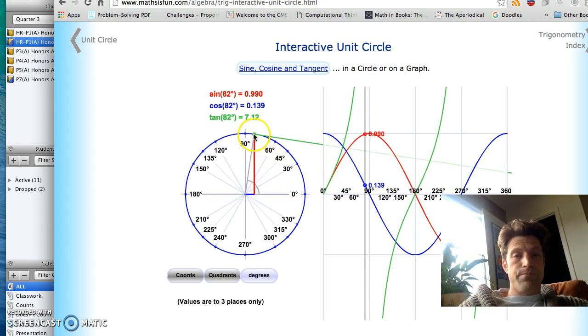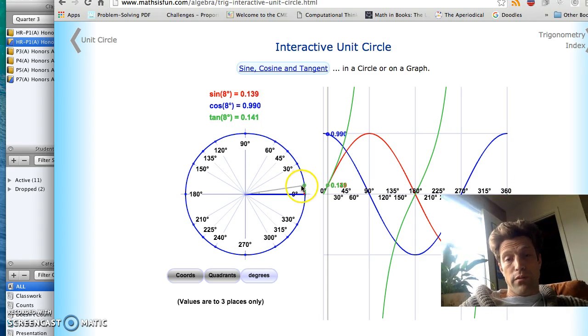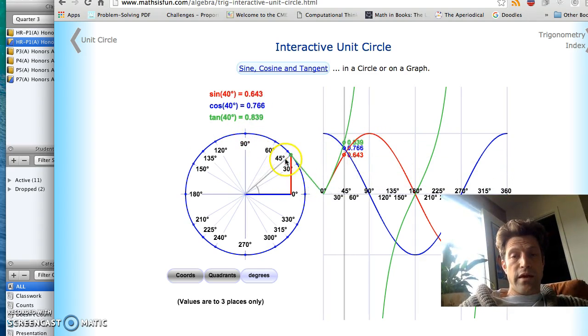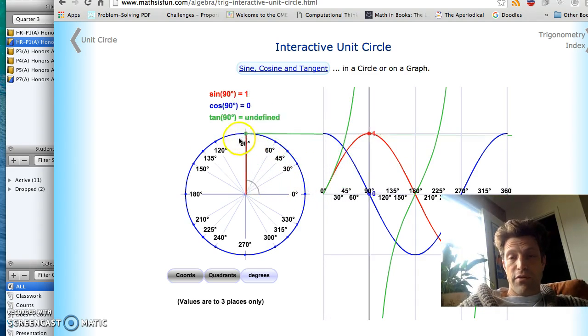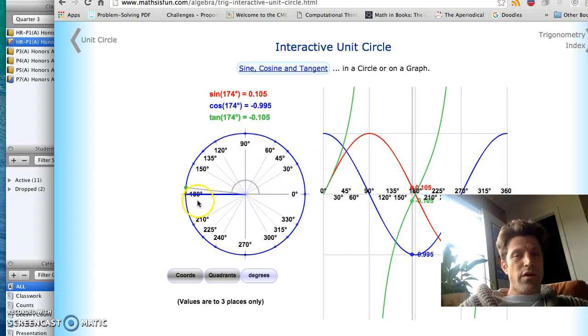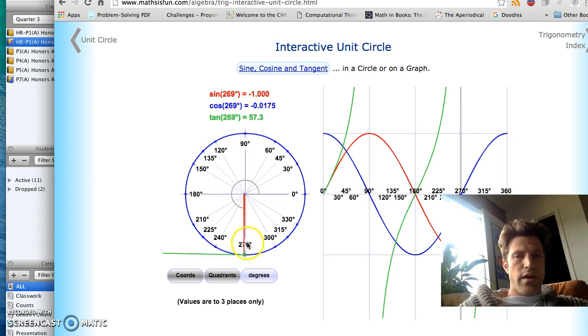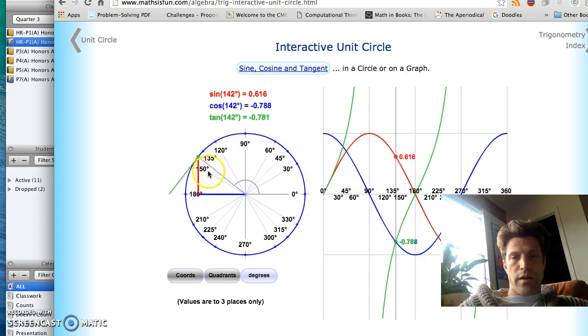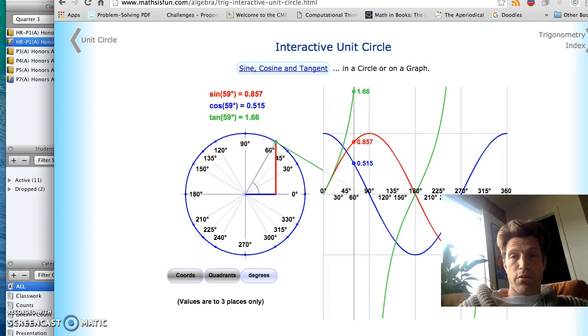But what we're going to learn this week is how the unit circle gives us these wavy graphs. And we're going to focus on the red and the blue one, not so much the green one. The green one is tangent. We're really going to focus on sine and cosine. So this is a really useful thing to have bookmarked.